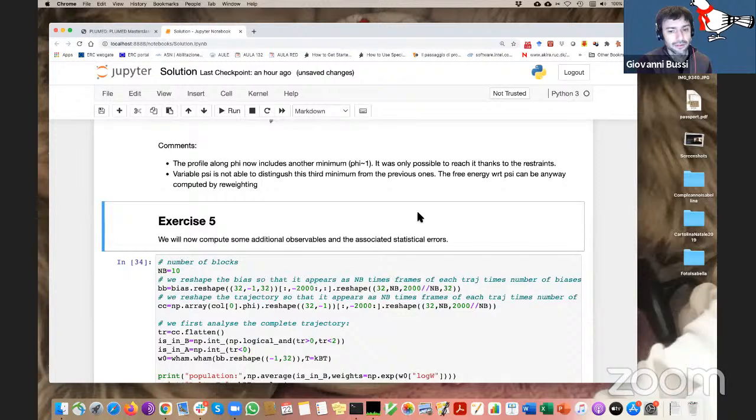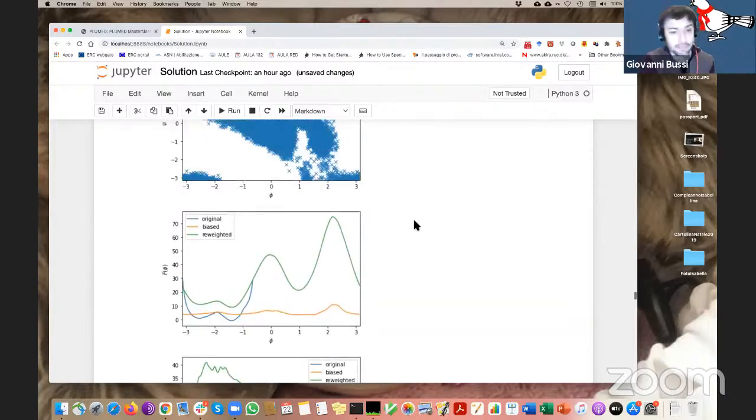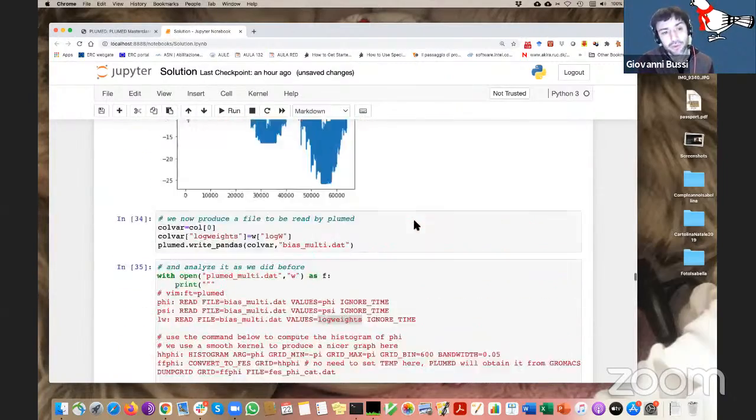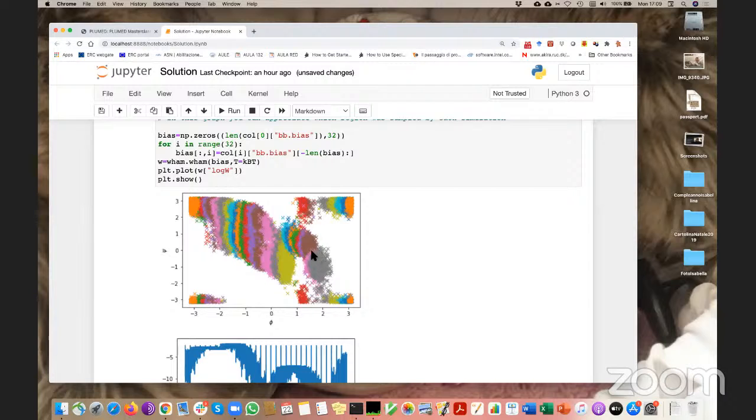Okay, questions, comments? Is it possible to do multidimensional biases? Yeah, totally. It's possible, and in this case, it would not be very useful, because in the end, phi is sufficient as a variable to go from here to here. But clearly, it is possible, and it's a very common procedure.